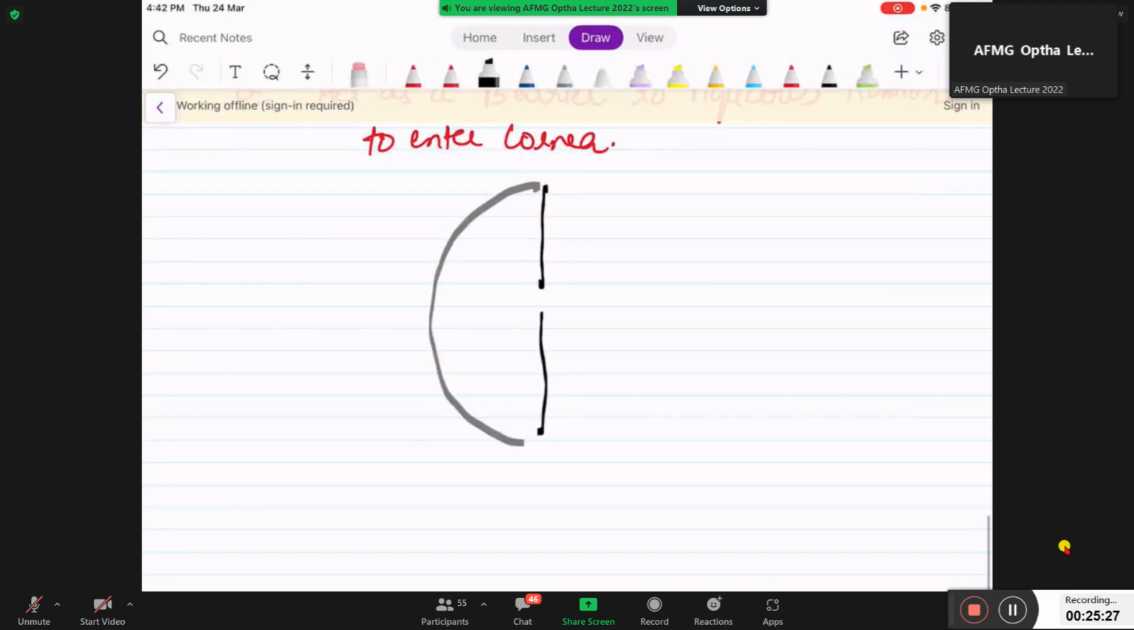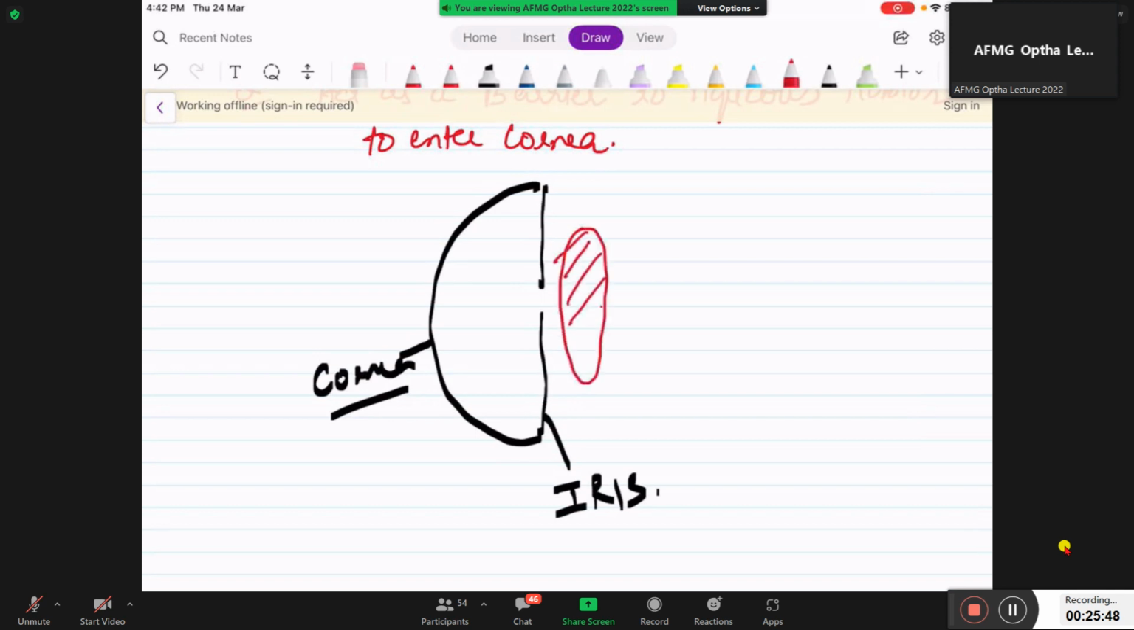Now, suppose this is our cornea. Someone asked me about the posterior chamber once again, right? So let us discuss again. This is your cornea, suppose. This is your iris. This is our lens, our biconvex lens.